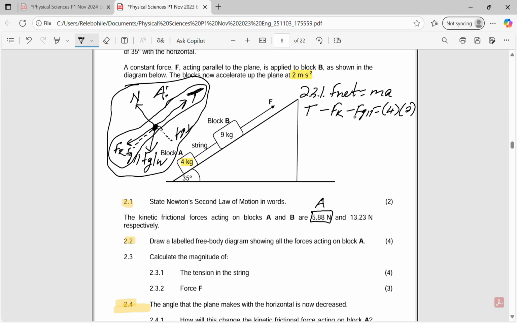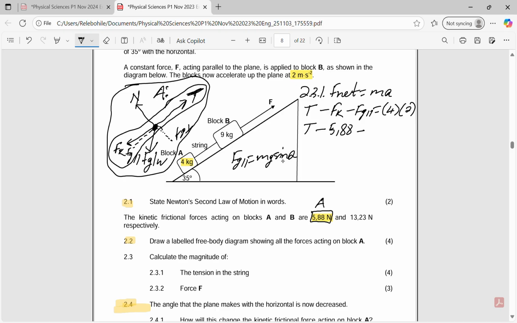Then from there we'll substitute further here. Tension is what we want. Do we have our kinetic friction? Yes, we do. It's this one. I will also highlight it. Our kinetic friction, guys, is that 5,88. So I'm gonna write that down here, 5,88 minus Fg parallel. Fg parallel, guys, can be broken down into what? Fg parallel is equal to mg sine theta.